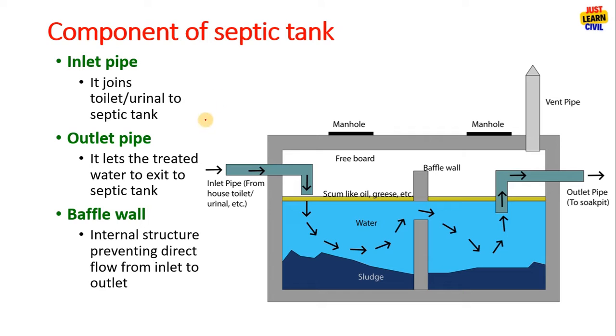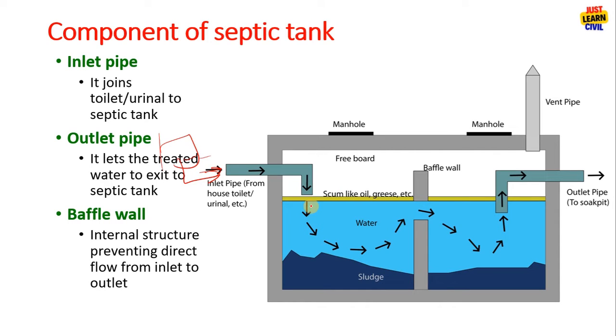Now the components of septic tank. All the components of the septic tank are here shown in the figure. This is the inlet pipe. The toilet and the urinals of the buildings are connected to this inlet pipe. The inlet pipe passes the sewage from the toilet and urinal to the septic tank.